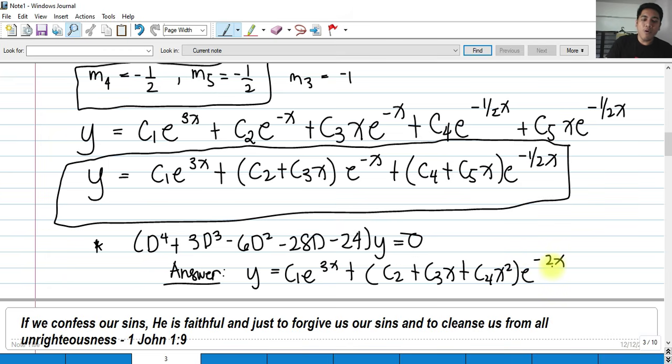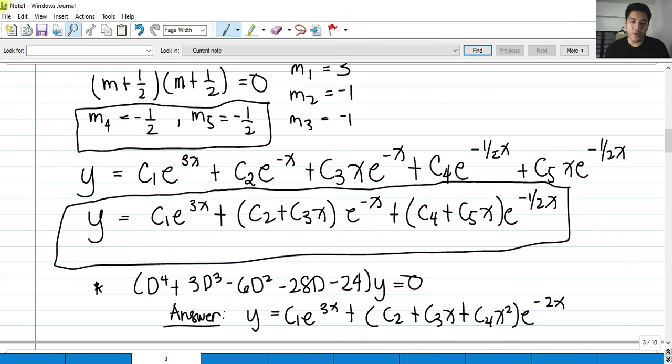So I hope you learned something from today's video. This is the auxiliary equation with repeated roots.